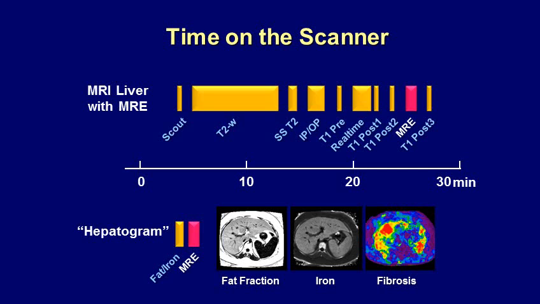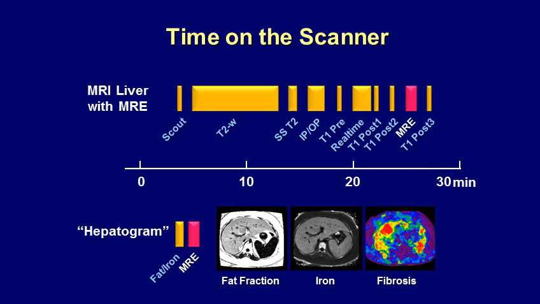Now, if you don't need a full abdominal MRI and you only want the MRE, you could do an exam that could be done very quickly. It might be combined with techniques that are now available for assessing liver fat and iron. You could call this type of very rapid exam a hepatogram, for instance.